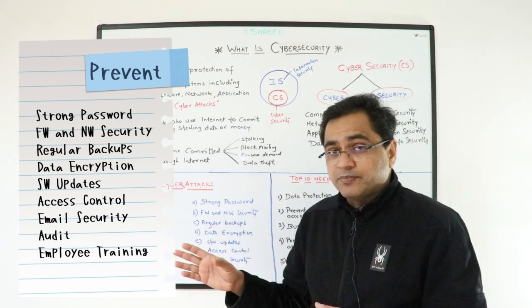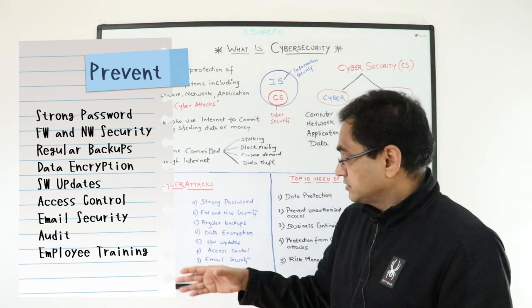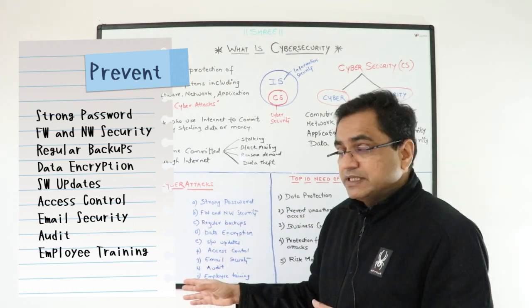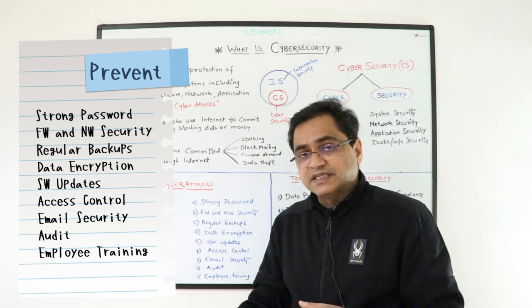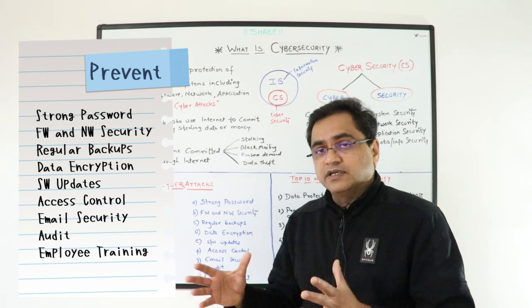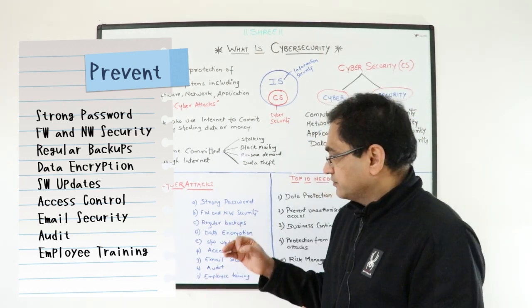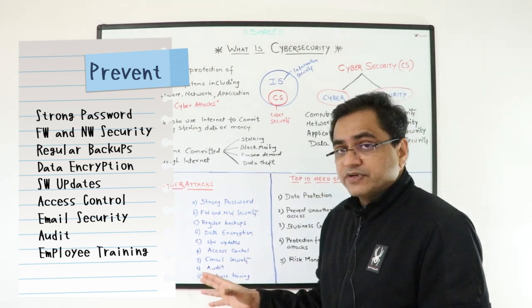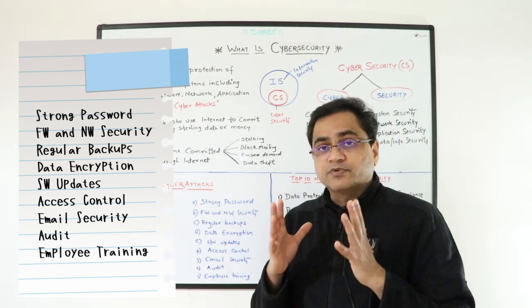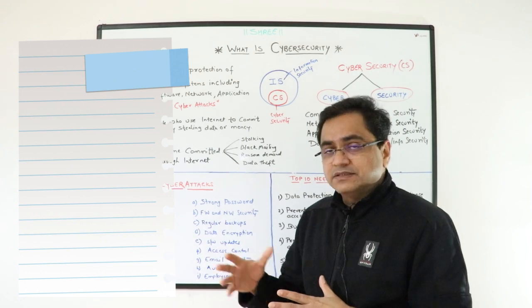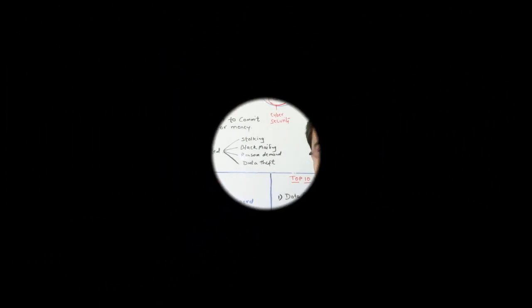You should have proper access control depending upon the roles and responsibilities. Then comes email security, and after that audit and assessment on a regular basis. The most important part of securing is having employee training. So employees should be aware and they should be properly trained to prevent all these types of cyber attacks.